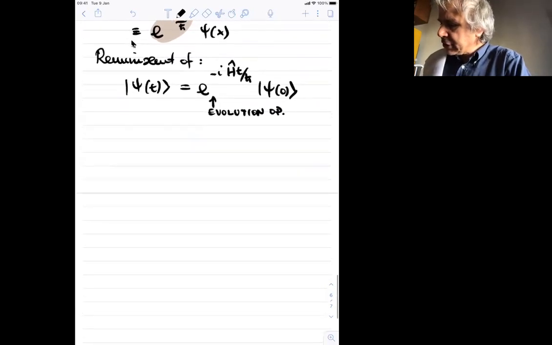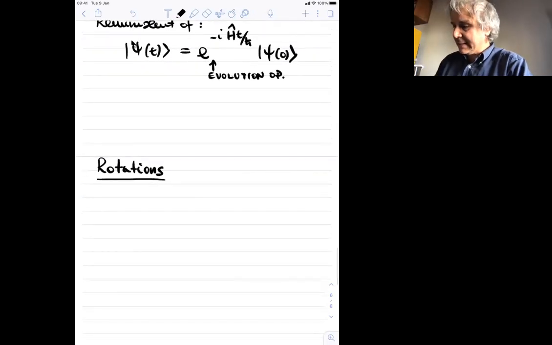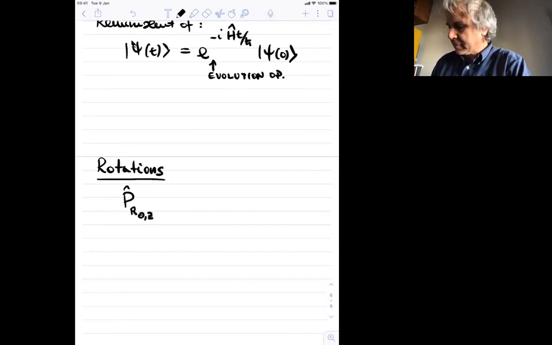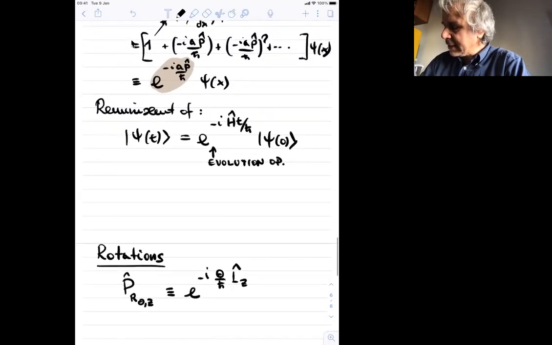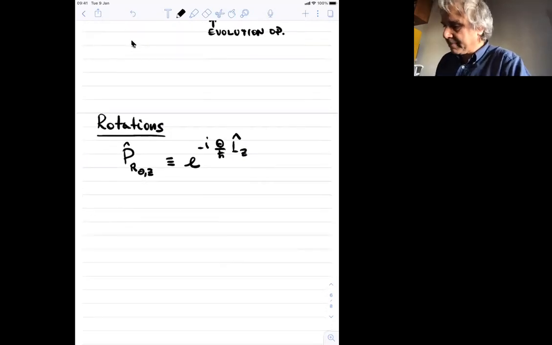Now let's move to the interesting case of rotations. Now I want to prove to you, just to give you the final result, the following. If I have the operator associated to a rotation, for instance, by an angle theta around the z-axis, I can show you that this operator coincides with e to the minus i, theta, the angle, divided by h bar, the angular momentum operator. So this is very interesting, obviously similar to the momentum case, but slightly more complicated to derive. Let's try to see how you derive these things. So, derivation.